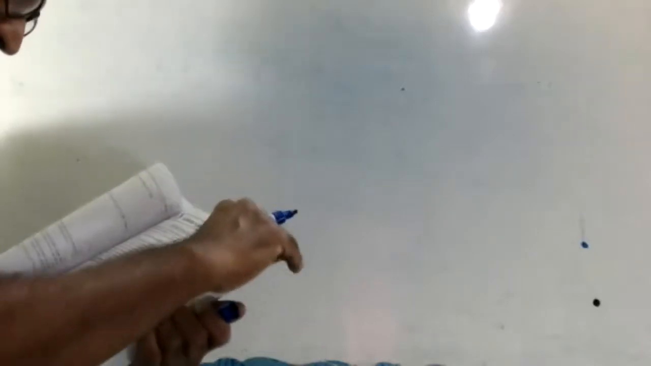Again, look here. AB and CD are two intersecting lines as shown in the figure. If angle AOC is 50 and angle POB is 90, find angle POC and POD.